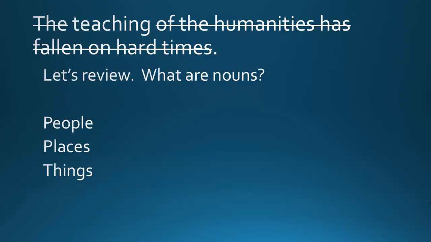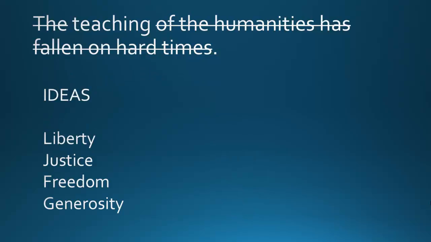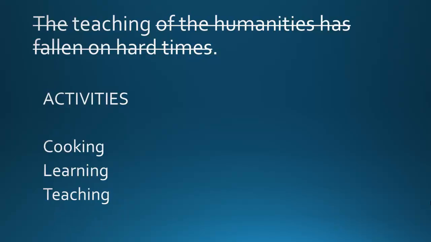So, what are nouns? You're probably familiar with the idea that nouns are people, places, and things. But they can also be ideas and activities. And so teaching here is actually an activity noun, and those nouns are what are called verbals. They look like verbs because they have their verb forms with ing on the end, but in this case they're actually acting as nouns. Some examples of idea nouns are liberty, justice, freedom, generosity. You might think of these as things, but you can also think of them as ideas. And then activities: cooking, learning, teaching, throwing, swimming. You take the main verb, you add ing, and now you've got an activity noun.